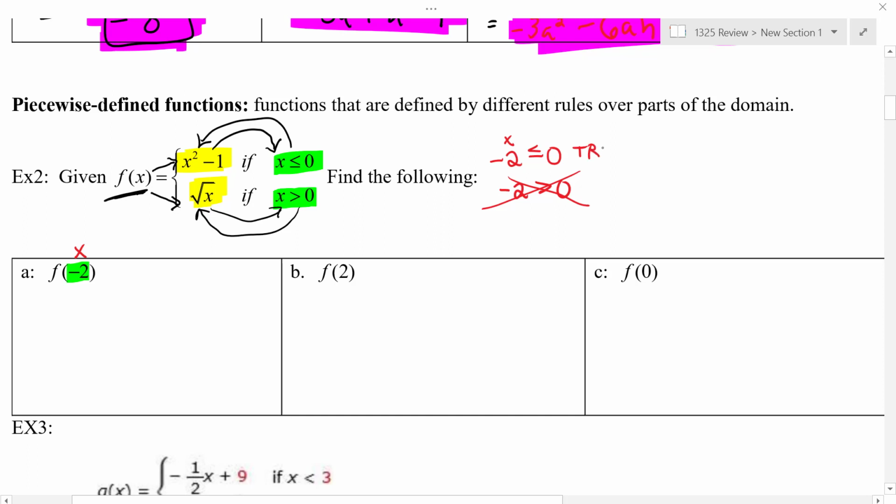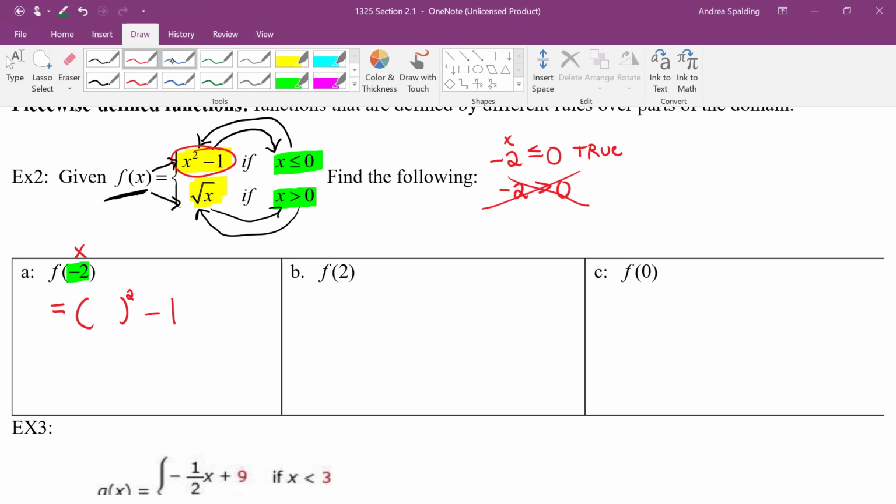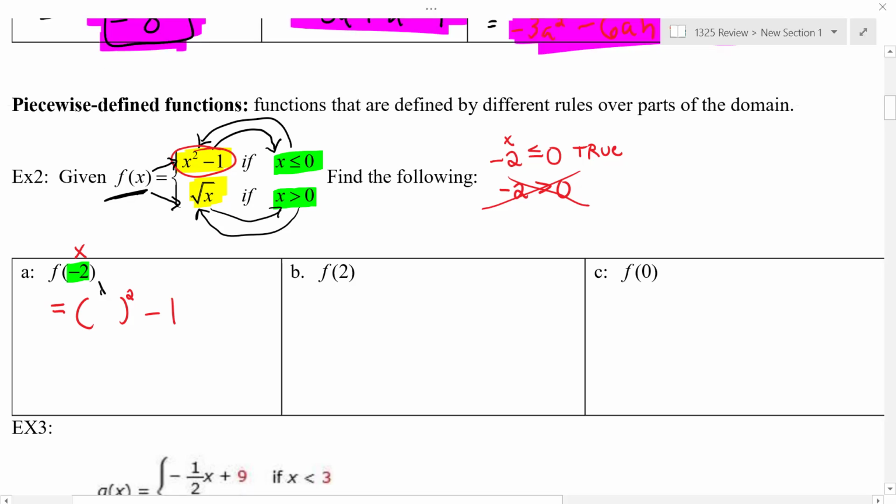Since the top statement comes back true, then that tells me that I want to use that top equation for this x value. So I'm going to write equals, and I'm going to use that top equation, replacing x with parentheses. And then I'm going to drop into the parentheses a negative 2.